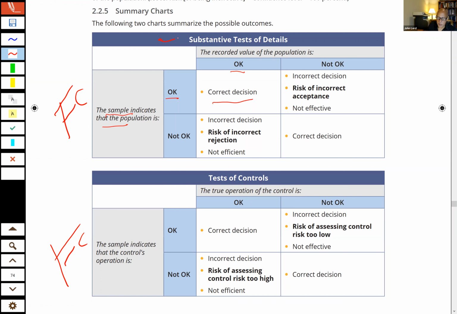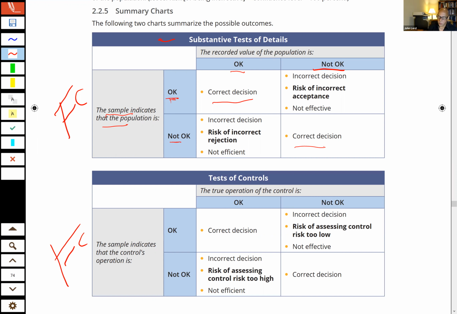Now, if the sample indicates that the population is okay and it's not okay, that is the risk of incorrect acceptance. Our audit is not effective. Sample indicates that the population is not okay, and it's really not okay. That's a correct decision. Sample indicates that it's not okay when it is okay, then that's the risk of incorrect rejection. Our audit is not going to be efficient.